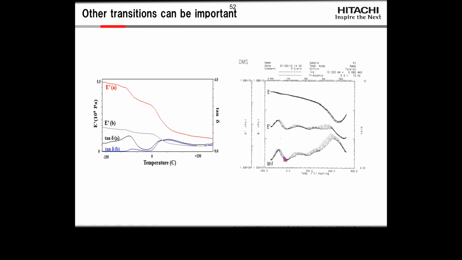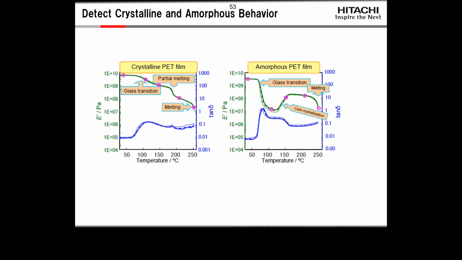And here is just another example showing very low temperature transitions working all the way up to the Tg. And we're starting to go into the cold crystallization there. So you can get a lot of information on these lower order transitions. Because it's so sensitive, you can use it to detect differences in crystalline and amorphous behavior. Sometimes that's subtle, like partial melting in a crystalline film, and in an amorphous film it can be pretty exaggerated.